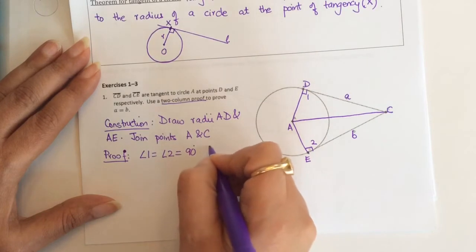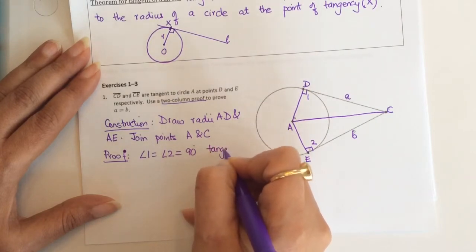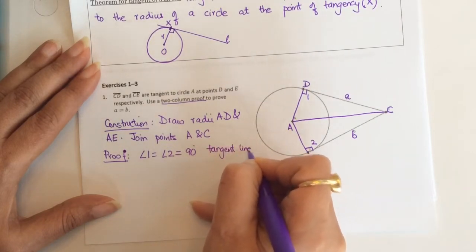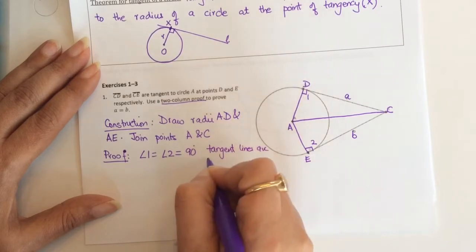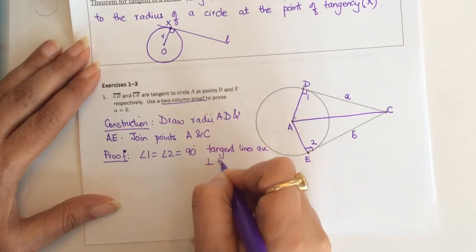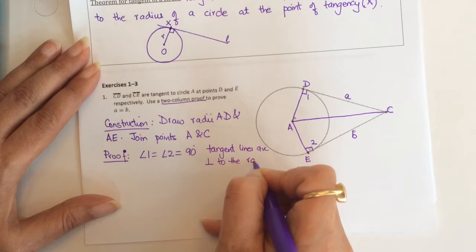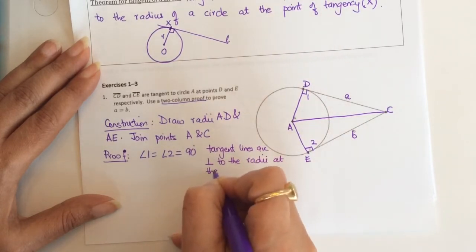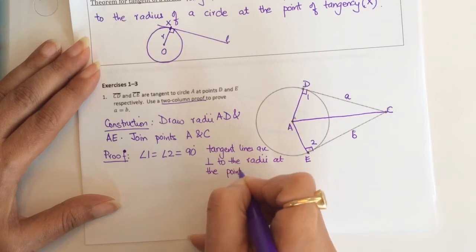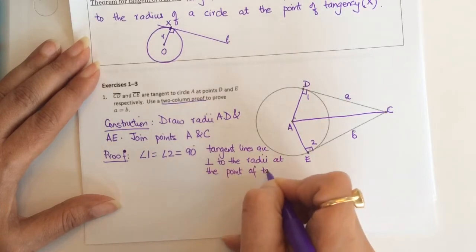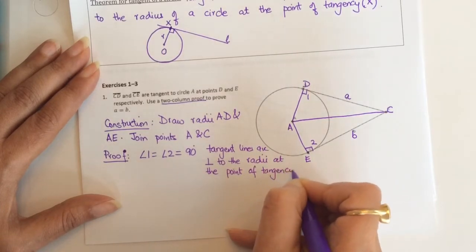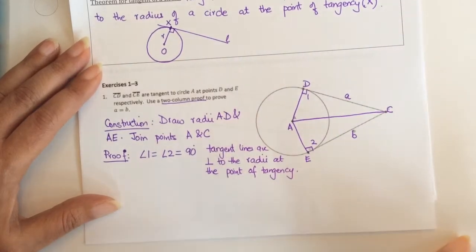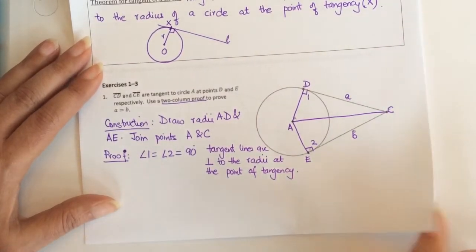And this is because tangent lines are perpendicular to the radii at the point of tangency. It's very important for us to remember that this will only happen when the radii and the tangent lines are meeting at the point of tangency.